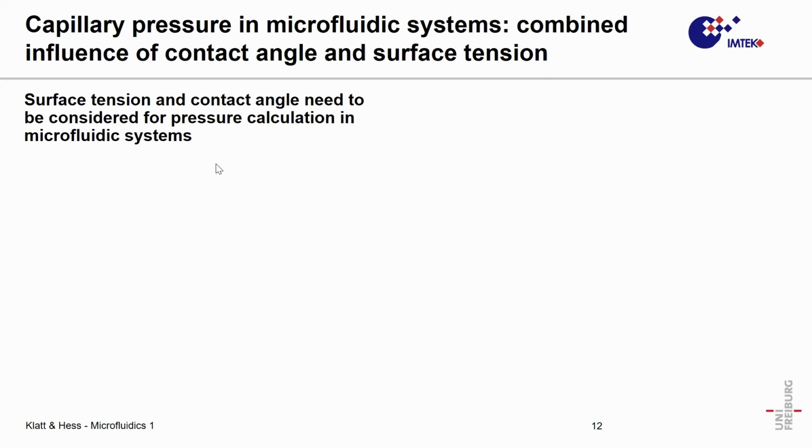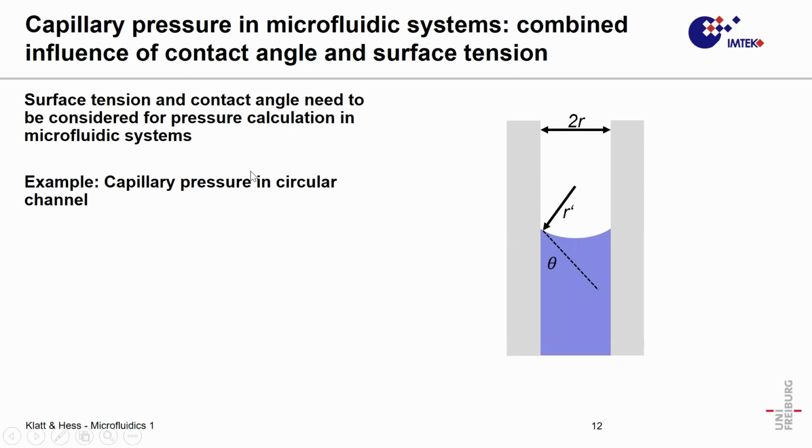And to do so, we need to consider the surface tension as well as the contact angle. We've learned in the first video how to describe the pressures in two-phase systems by the Young-Laplace equation. But we don't know how to describe the pressures within microfluidic systems yet, because there's an additional component, the solid phase. To describe the pressure, we need to consider the surface tension as well as the contact angle of our microfluidic system.